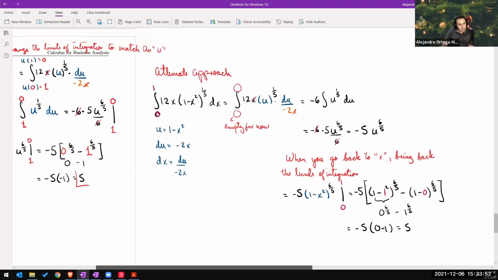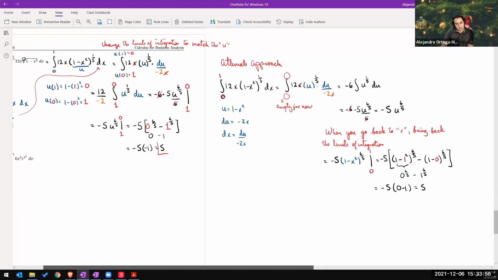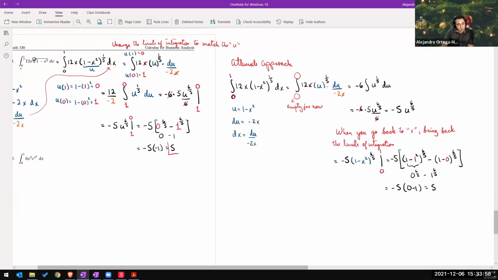So let me compare the two methods. Again, it is really the same thing. The only difference is with the first approach, we switched the limits immediately. So we didn't need to go back to x's. But if we do it with the second approach, we do the antiderivative, the integrals. Once we get a value in terms of u, we go back to the x's, and now we bring down the limits of integration, or we incorporate them again.